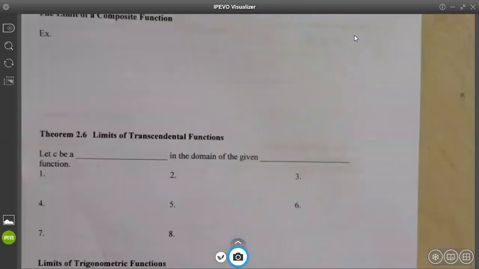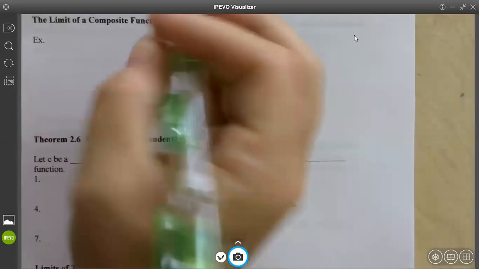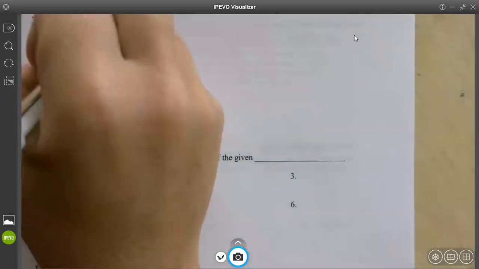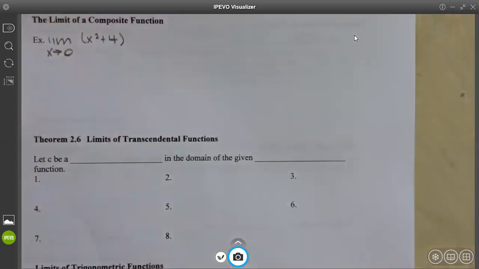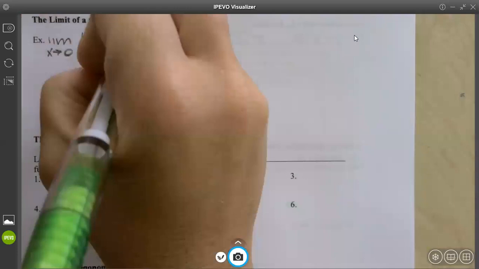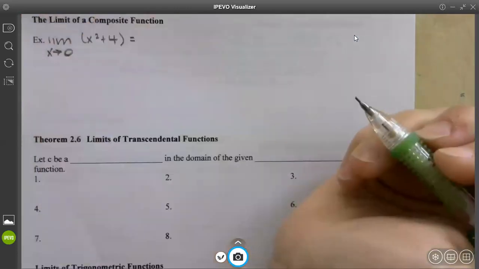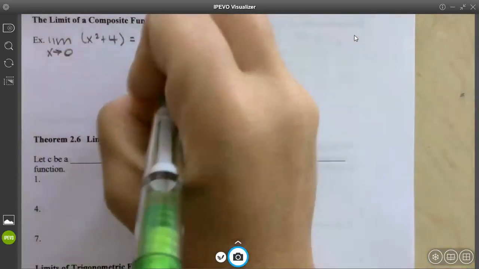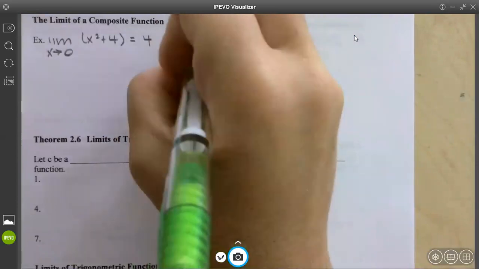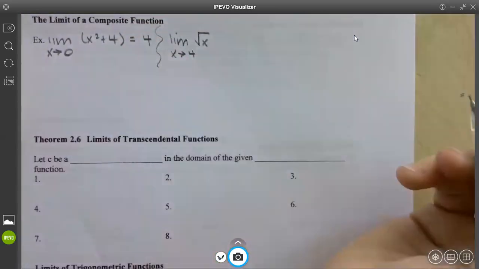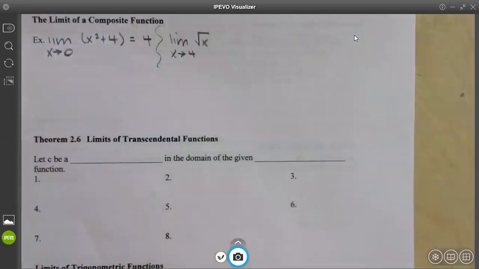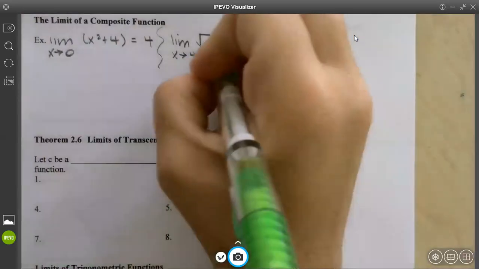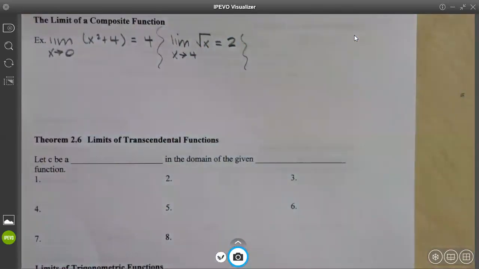So here are some examples. I have 6 examples that we're going to do. They're really quick. The first one is the limit as x approaches 0 of x squared plus 4. What do we do on this one? Plug in 0. 0 squared plus 4 is 4. The next one, the limit as x approaches 4 of the square root of x. What's this one going to be? 2. Remember when I said your homework is really quick? That's a lot of them where you're just plugging in like that.